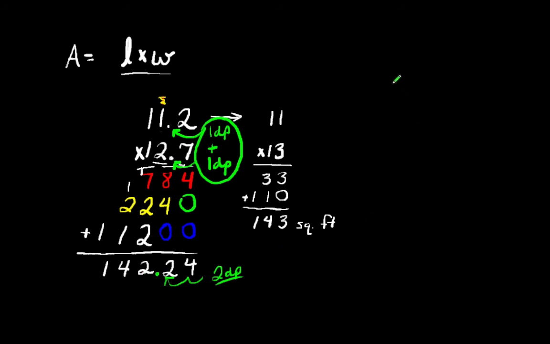So the amount of floor, the square footage of the floor that Jean will need to tile is 142.24, or 142 and 24 hundredths, square feet.